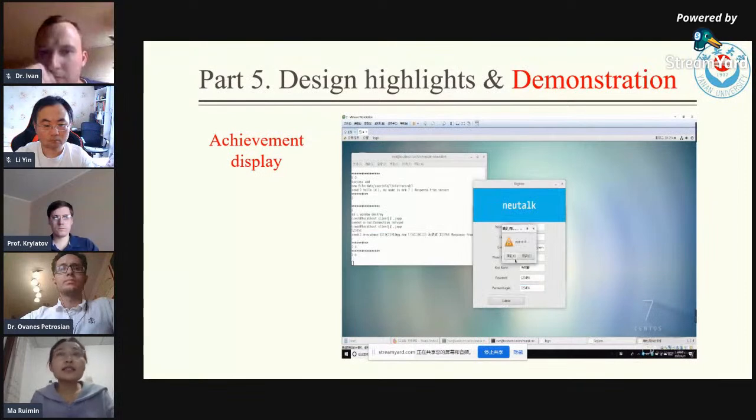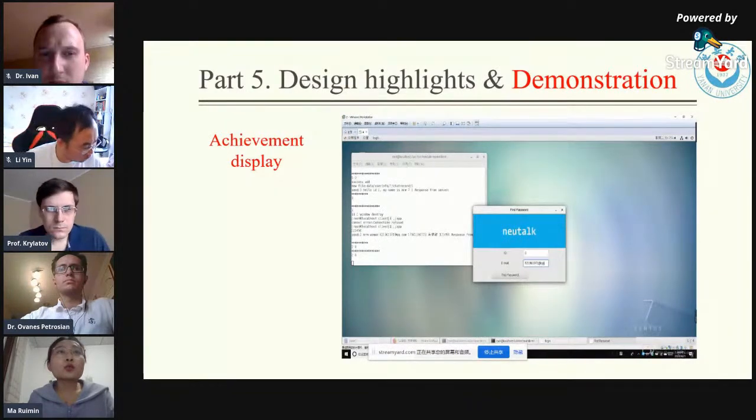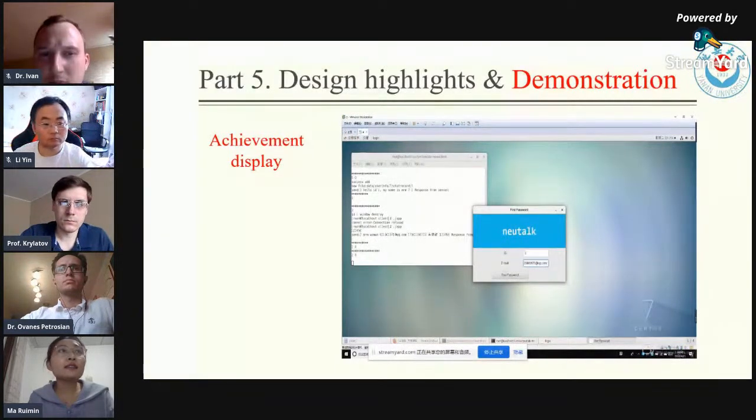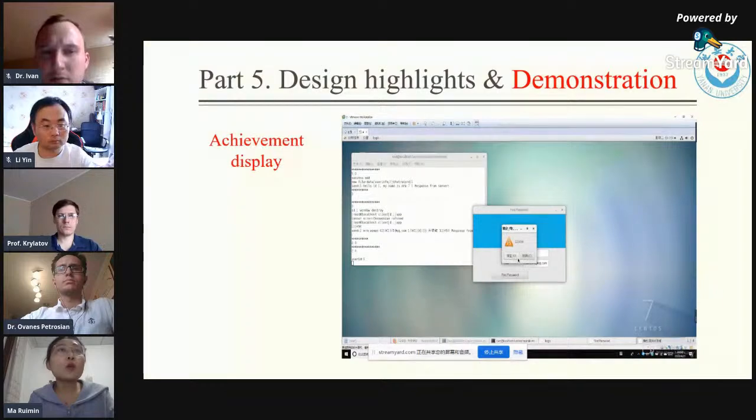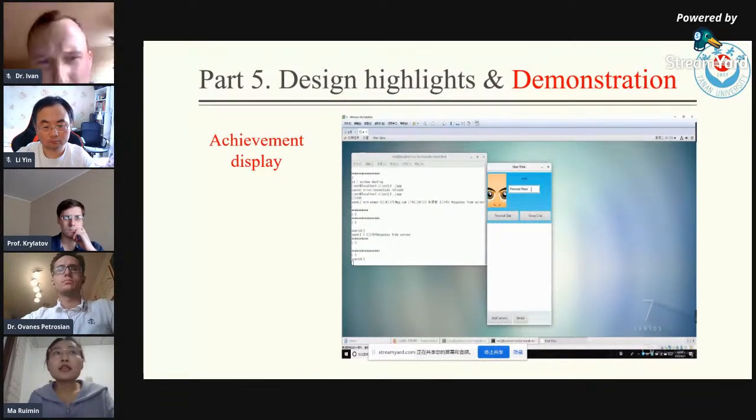Okay, go on. Secondly, clicking the retrieve password button to enter the retrieve password interface, the user can retrieve the password by inputting the ID and the corresponding mailbox. Thirdly, inputting the username and password in the login interface means that the login is successful.